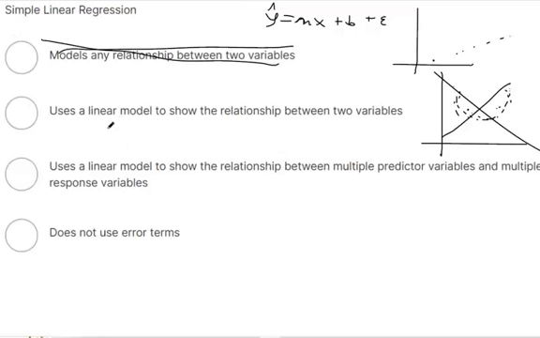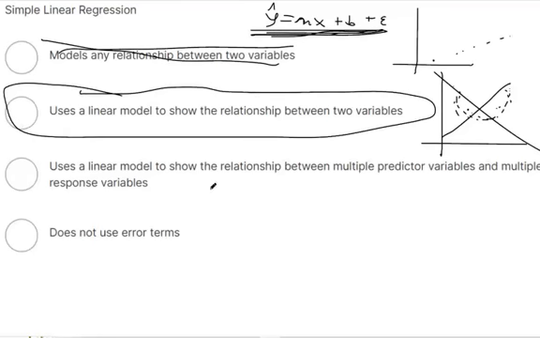Simple linear regression uses a linear model to show the relationship between two variables. This is a linear model. A linear model is y equals mx plus b, slope. Okay. Uses a linear model to show the relationship between multiple predictors? No, simple means just a pair of data.